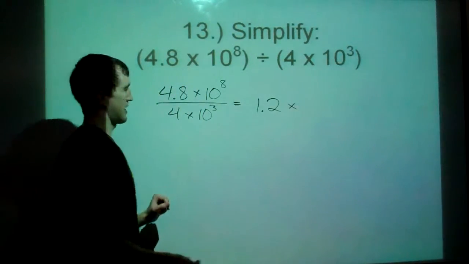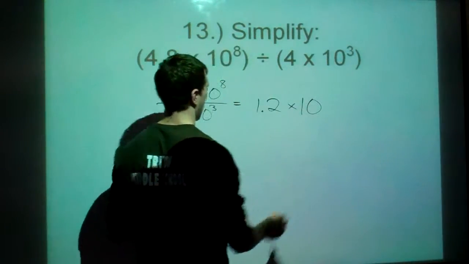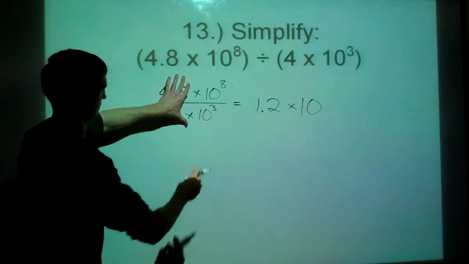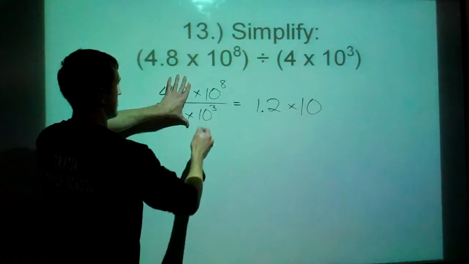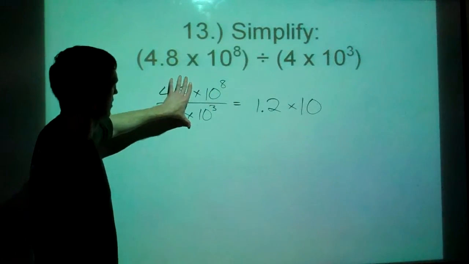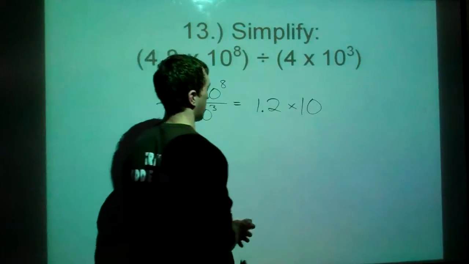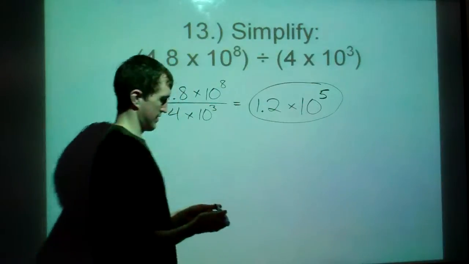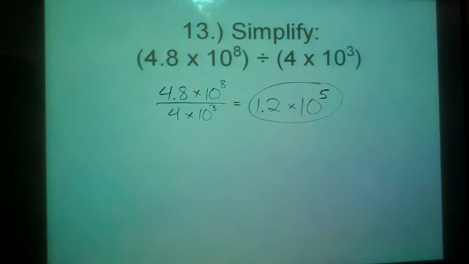And it's going to be times 10 to the something, okay? We have the same base, 10 and 10, so we can subtract our exponents when we are dividing. So 8 minus 3 is 5. That's the simplest answer you could give, starting from where this is.